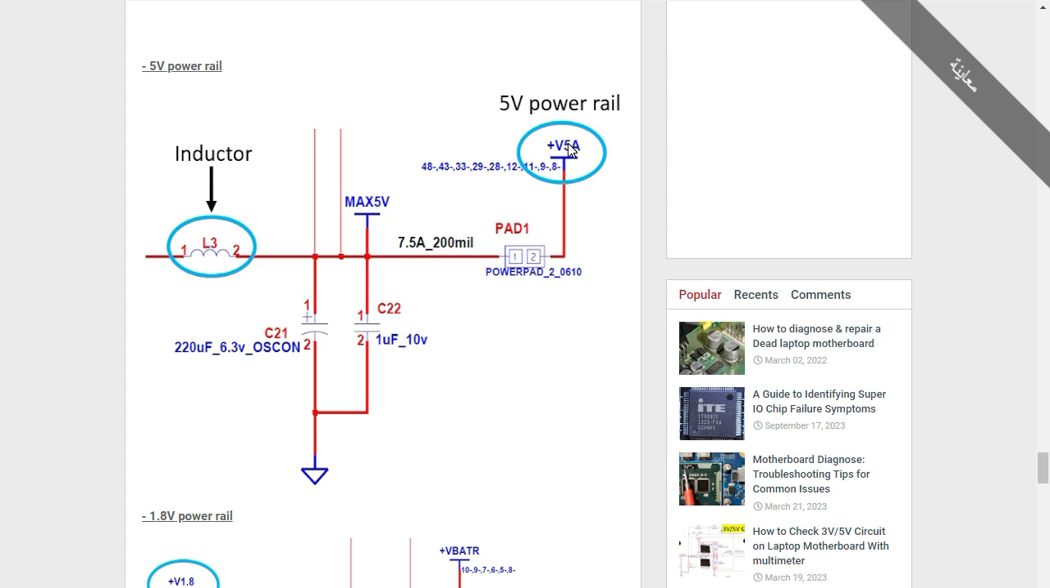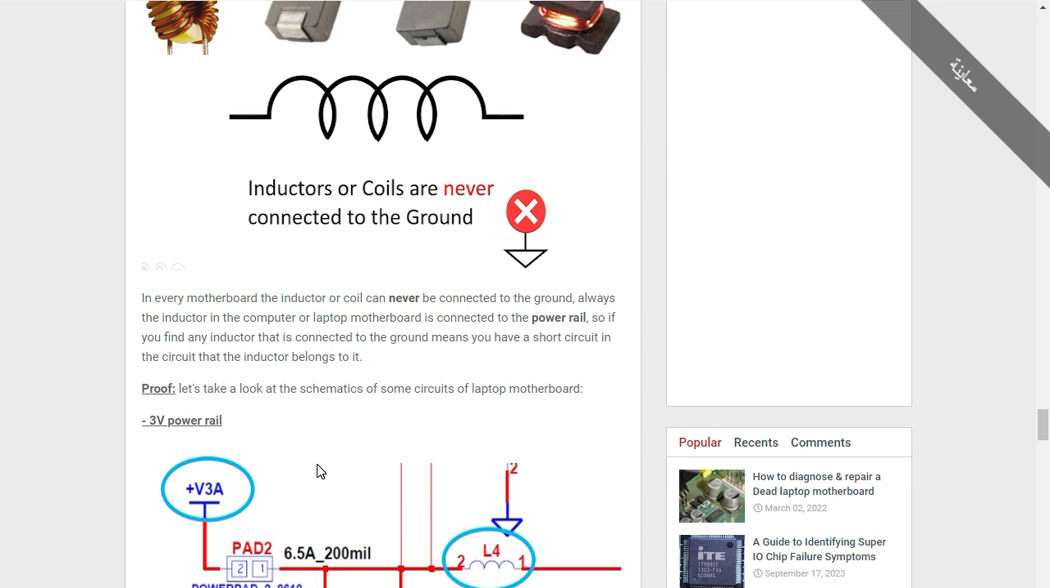So here we have the power rail, the 5-volt power rail, okay? And here we have the ground. So assume that this inductor is connected to the ground here. That means we have a short circuit, meaning the 5-volt is connected to the ground. That's why I told you that inductors can never be connected to the ground.